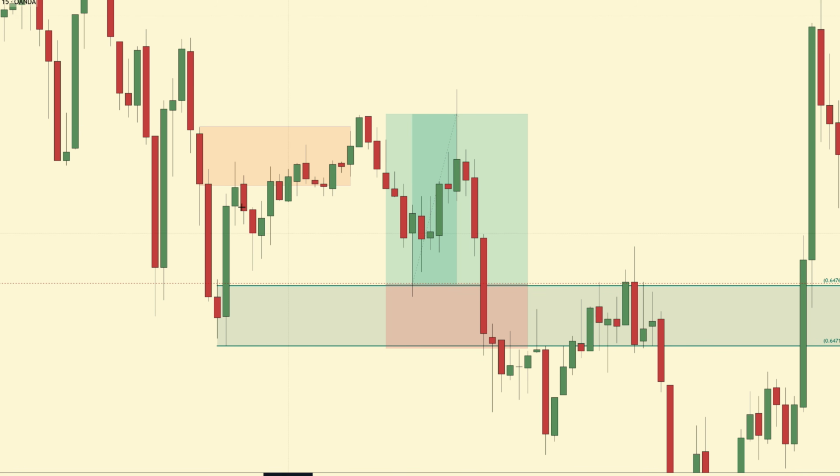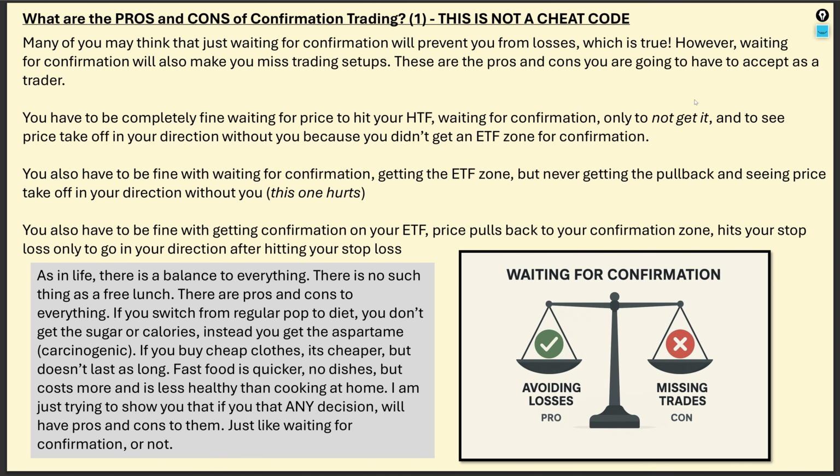And that sucks. But again, it's all part of reality, because again, you could have said, I'm not waiting for confirmation. I'm not gonna miss out on this trade. And price could have blasted through your zone, where if you looked for confirmation, you might have got the confirmation trade, or you might not have gotten confirmation, and then price blasts through your zone and you prevented a loss. Hopefully you're already starting to see both sides of the equation here.